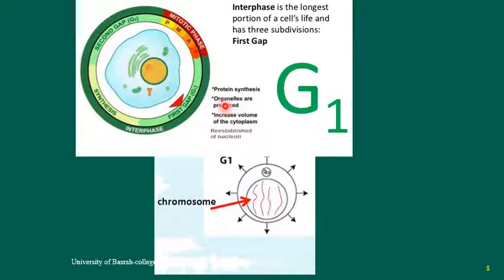Finally, many cytoplasmic components including organelles and membranes are replicated or duplicated.